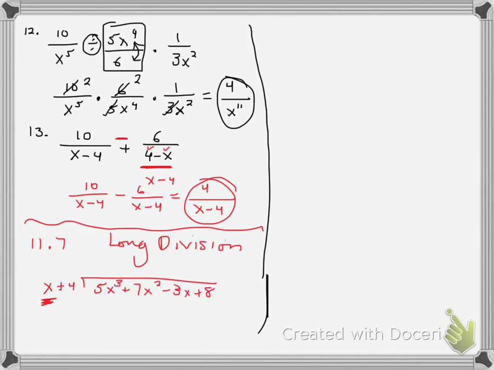I'm looking at this, and I'm saying, what do I have to multiply by x to get that? And I would have to multiply it by 5x squared. So then I multiply it back to the first term, and I multiply it back to the second term. And I subtract. So these two will drop out, and you're saying 7 minus 20 is negative 13x squared, and then you bring down.